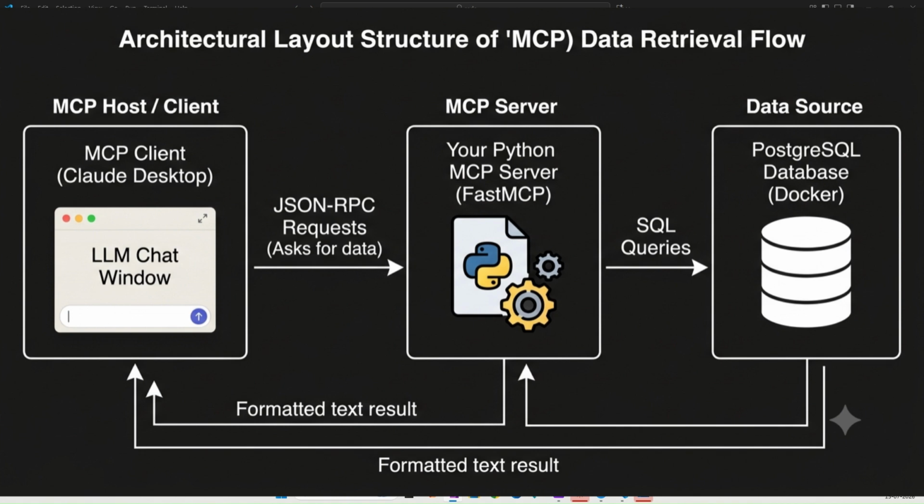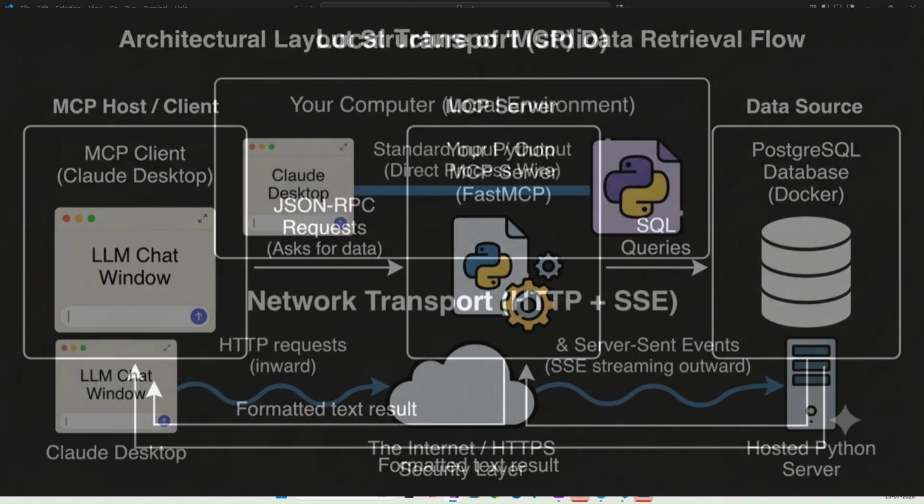And how does it actually work in practice? When you ask Claude what products are in the database, Claude realizes that it does not know, and it looks for all its available MCP tools. It sends a request to a local Python server. That server runs a secure SQL query against the database and then sends the raw data back to Claude. Claude reads the data and gives you a perfectly written response.